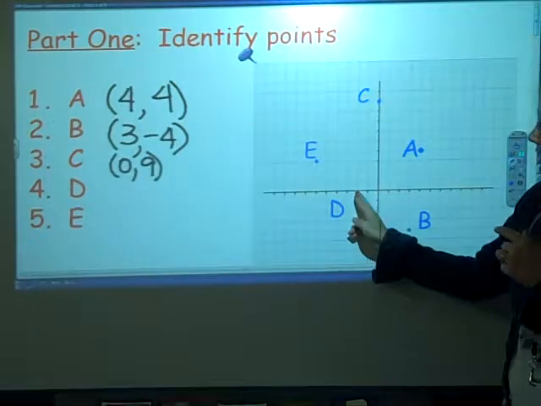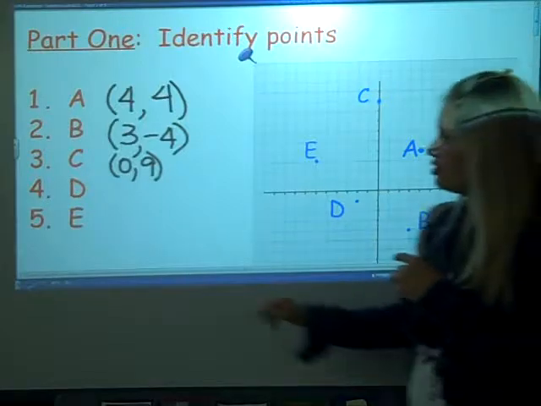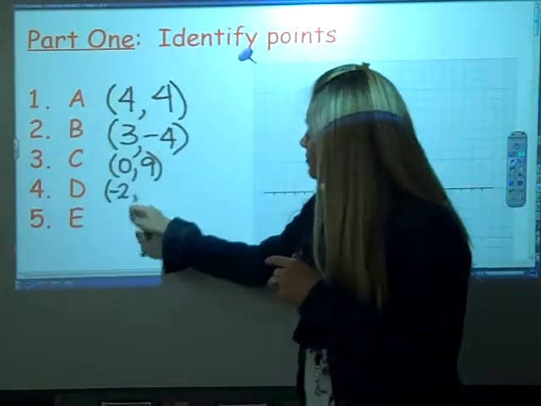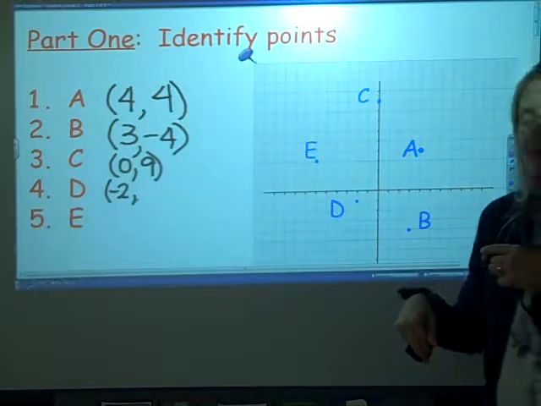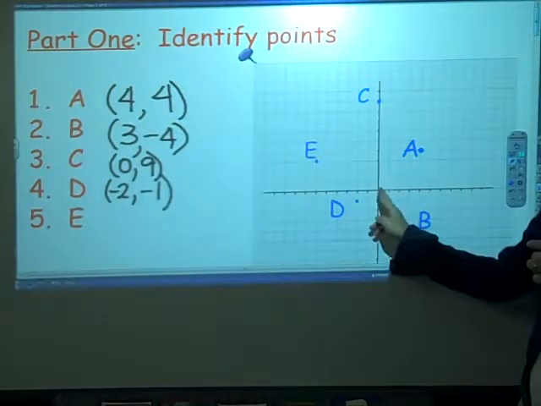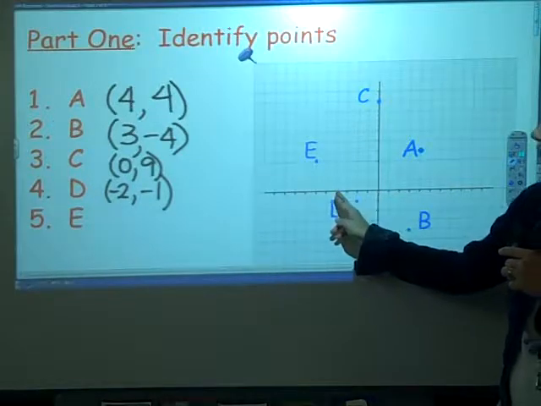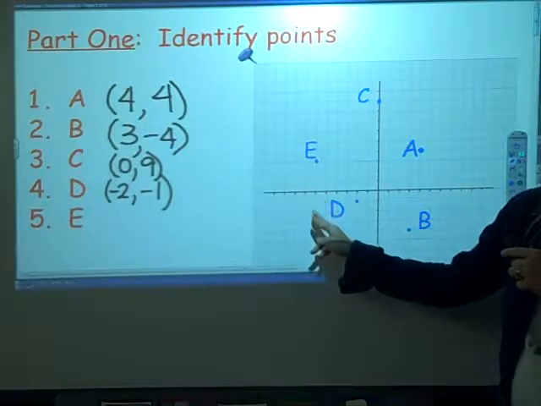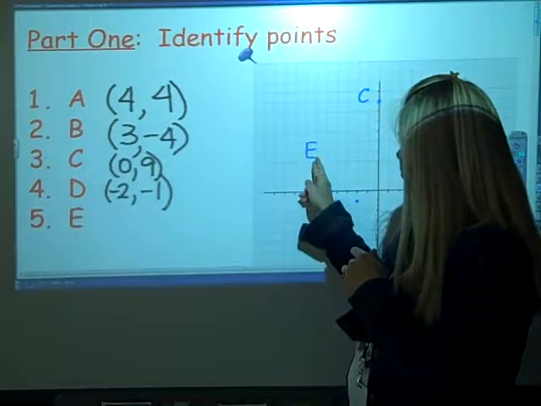Okay, D, to the left 2. Left 2 means negative 2. Down 1. And E, to the left 1, 2, 3, 4, 5, 6. Left 6 means negative 6. Then up 3.